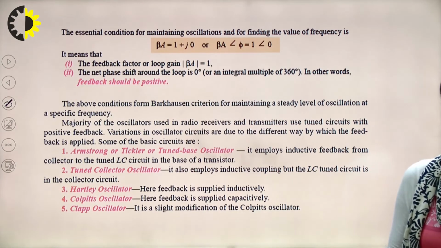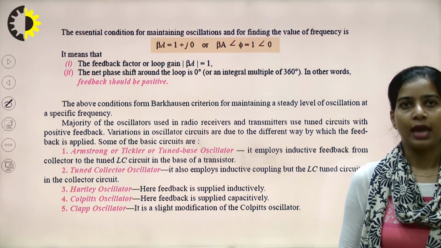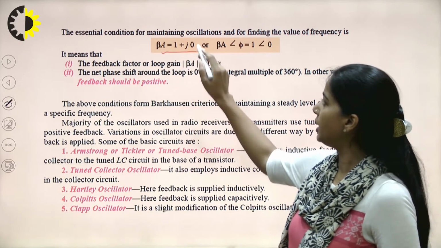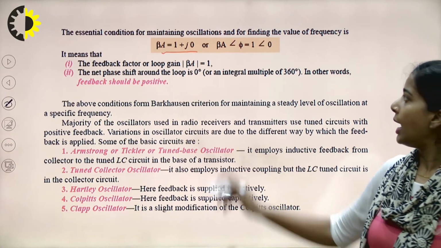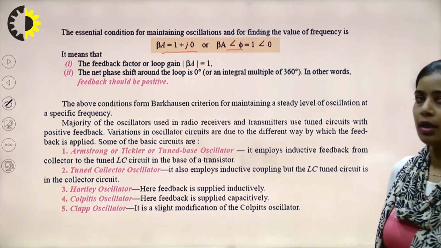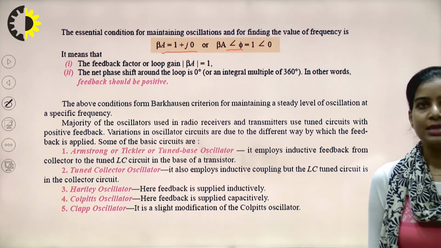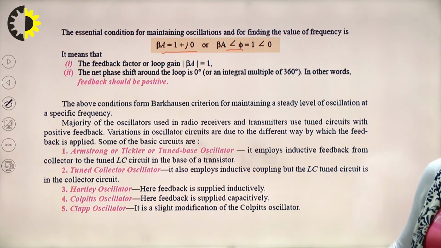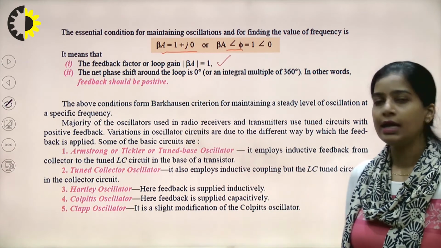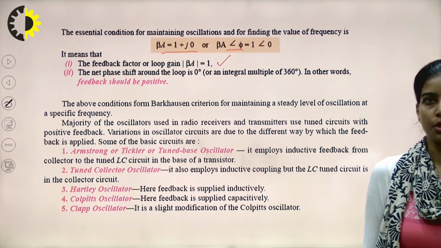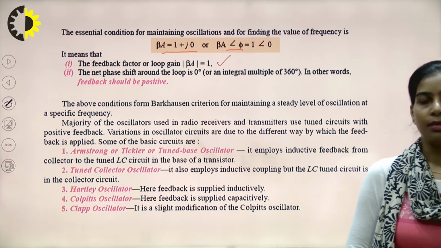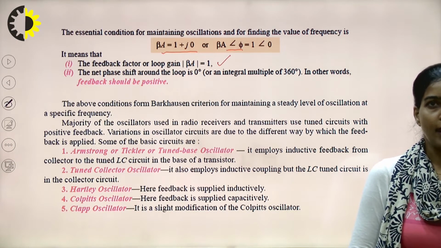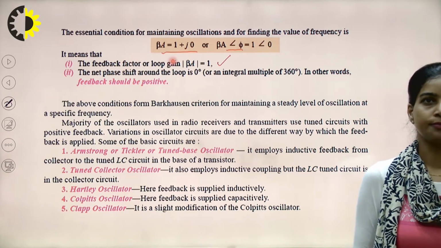The essential condition for maintaining oscillations and for finding the value of frequency is that A beta should be equal to 1 plus j0, and the angle should be pi or 180 degrees. It means that the loop gain should be 1 and the net phase shift around the loop should be 0 or an integral multiple of 360 degrees. In other words, the feedback should be a positive feedback.